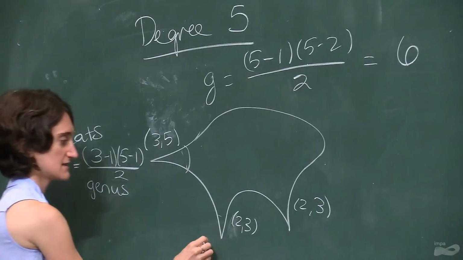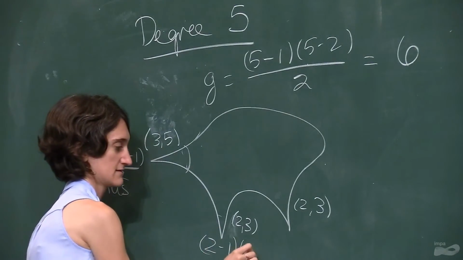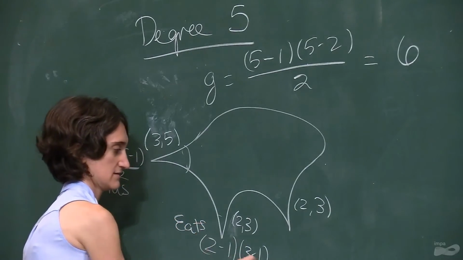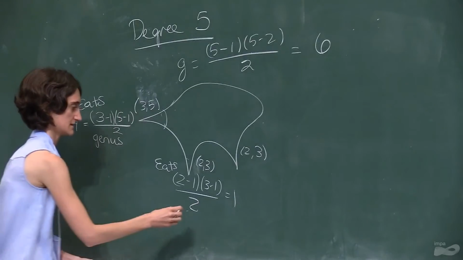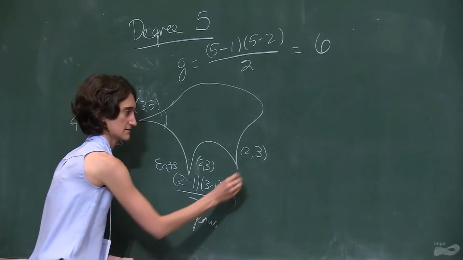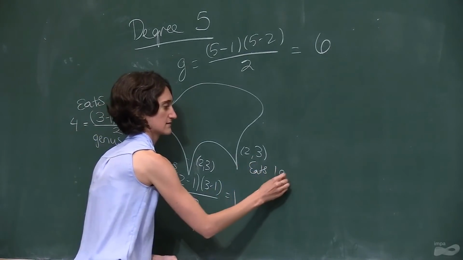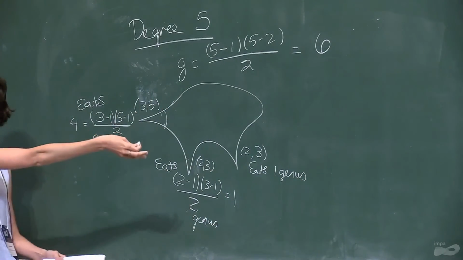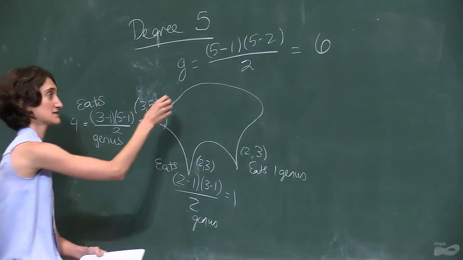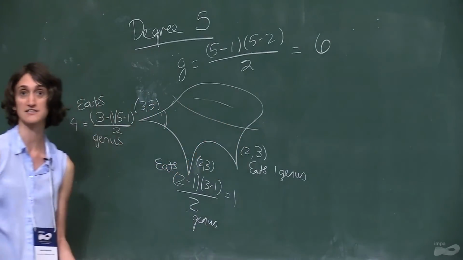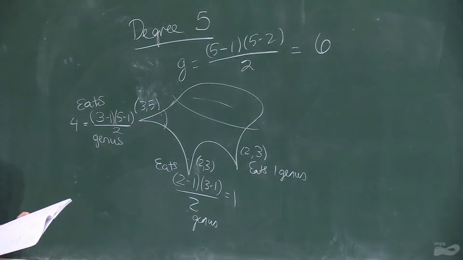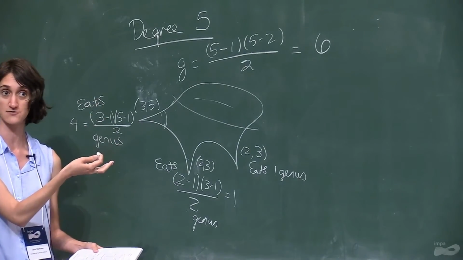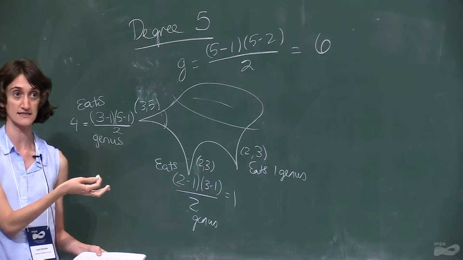And then each of these eats (2 minus 1)(3 minus 1) over 2, which is 1 genus. So we've eaten 4 plus 1 plus 1, which is 6 genus. So we've eaten up all the genus, so the rest of it is rational. It's genus 0. So this is theoretically a curve that satisfies the adjunction formula that could exist.